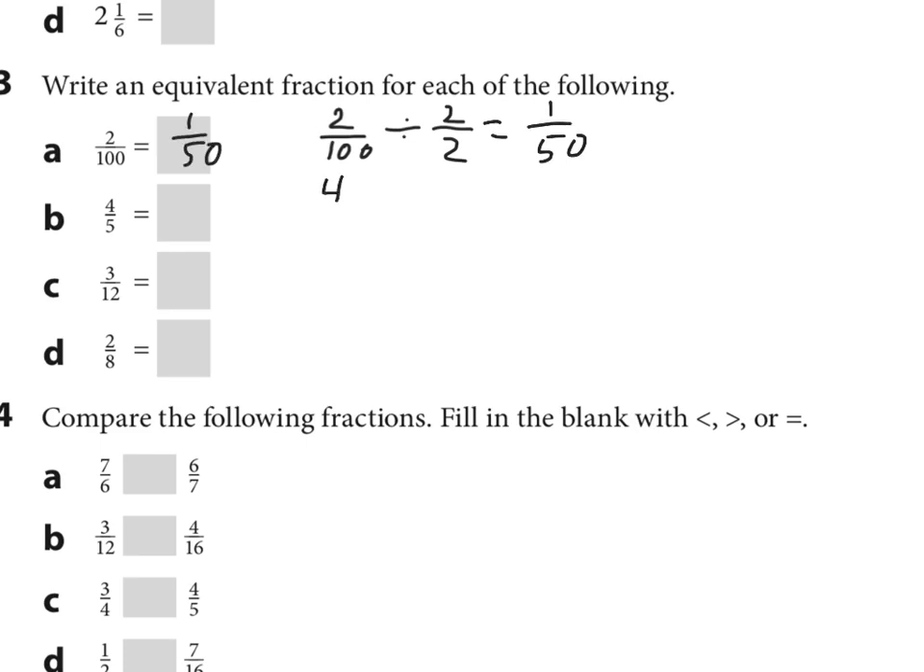Okay, 4/5 we have next, but we can't divide those numbers, so we'll just multiply it by something, and it doesn't matter what we do. Why don't we do 3/3? So it's the same as 12/15. Or there's an endless number of possibilities you could use here. 3/12, we can divide both those numbers by 3, so why don't we try that? And then 2/8 you can do on your own.